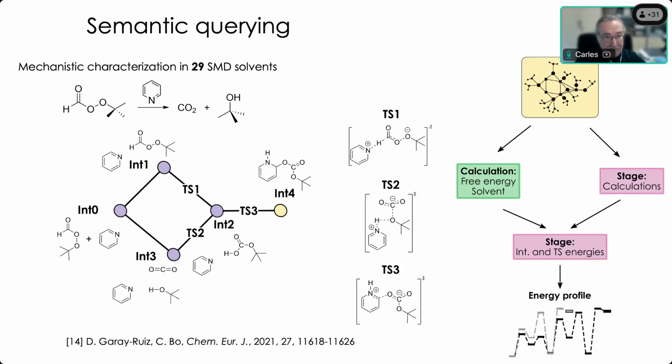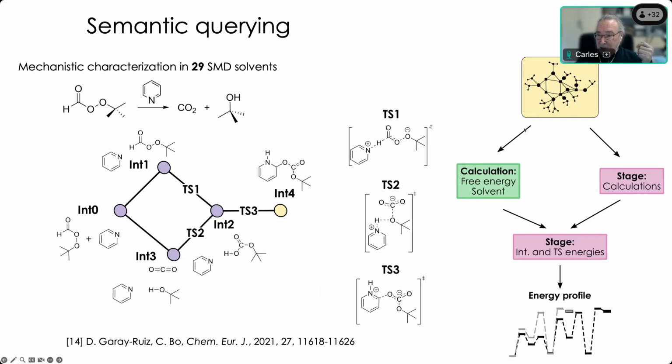And I'm finishing with a couple of examples. For instance, we had in one study that we characterized a reaction mechanism, a very simple reaction, a one-step organic reaction, it's a decarboxylation, with a side product. And we did that study with 29 different solvents. So we had all that information in the knowledge graph.